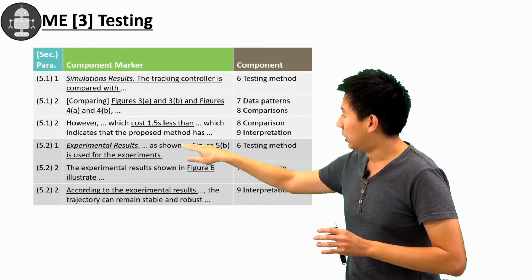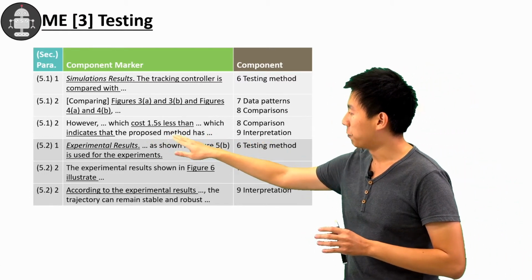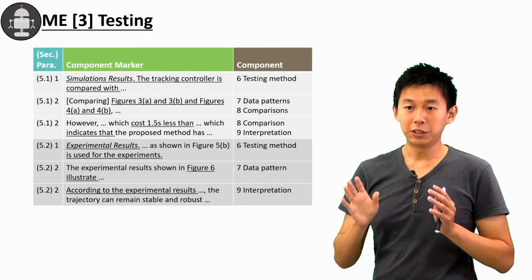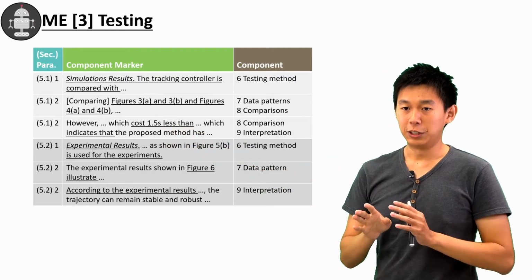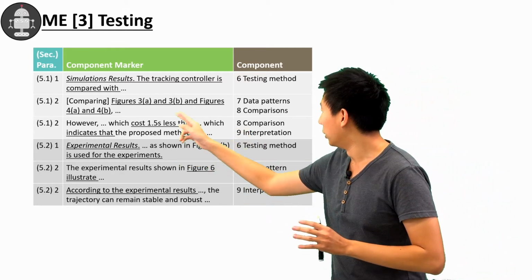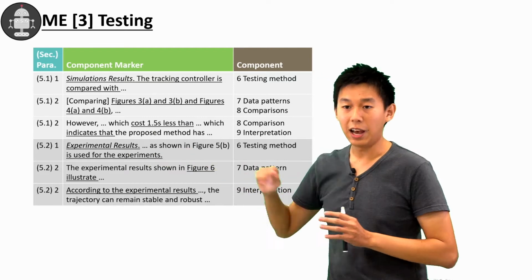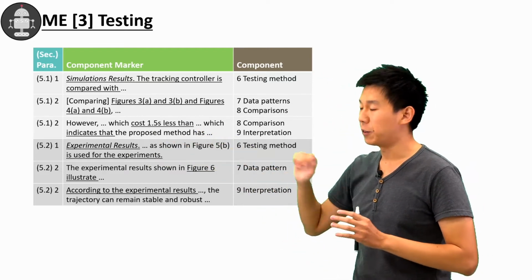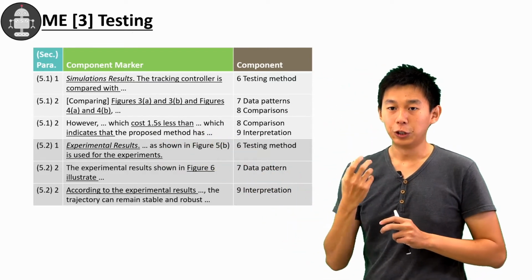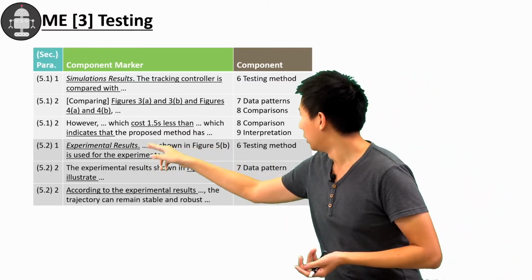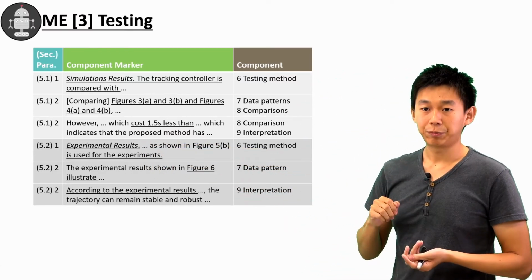The first keyword is "cost 1.5 seconds less than." This shows the comparison between two results. So this one represents the comparisons, and the other one indicates that because of this behavior, they try to show what happened in that result. So this represents the interpretations.